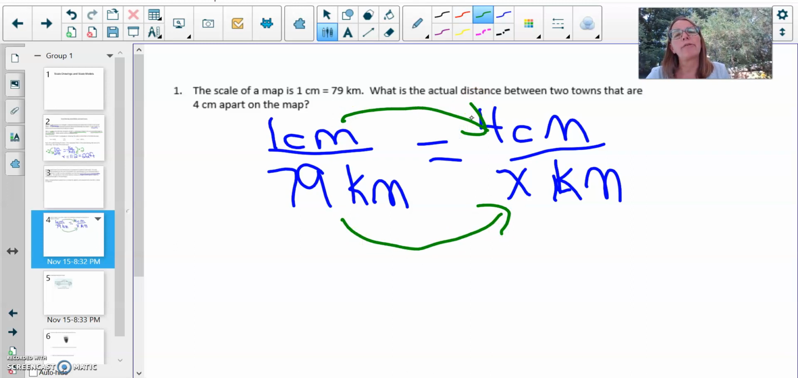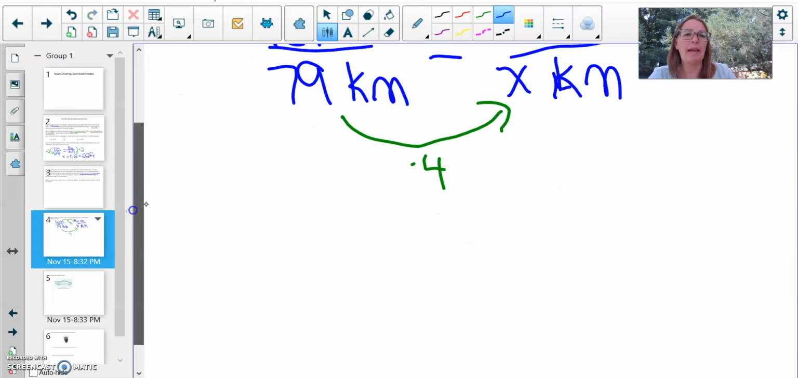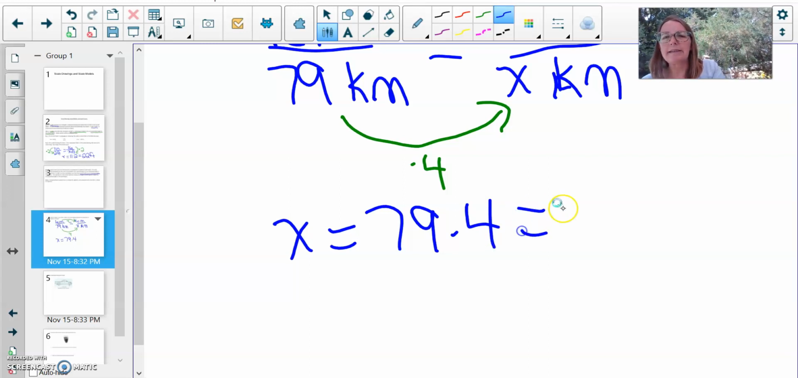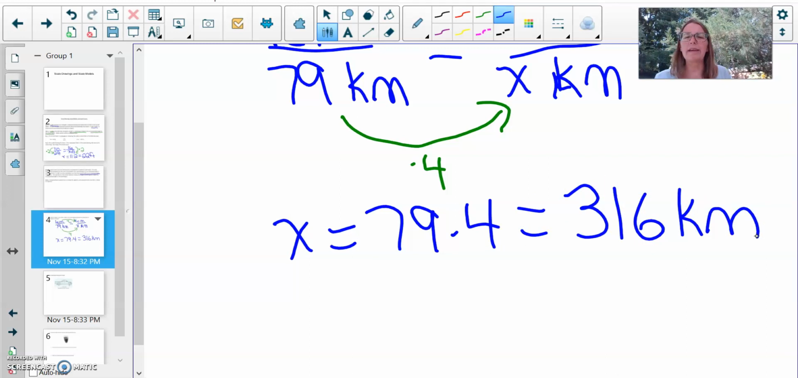In the numerator, I go from 1 to 4 by multiplying by 4. So doing that same thing in the bottom, I get x equals 79 times 4. And if I multiply that out, it's 316 kilometers. If you don't like doing it with the scale factor, you can always do cross products.